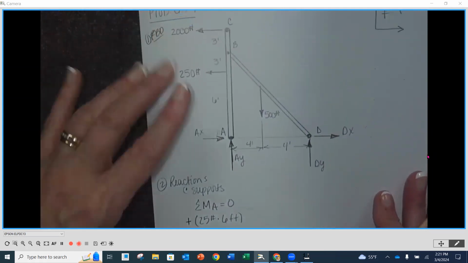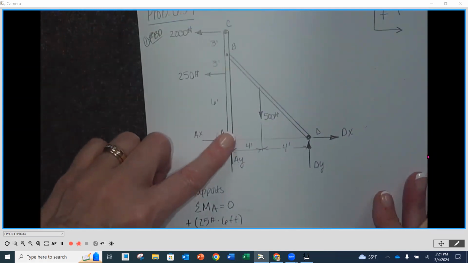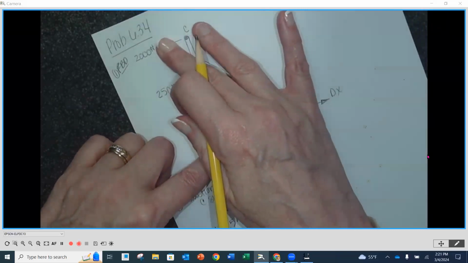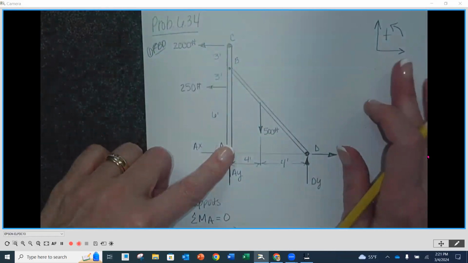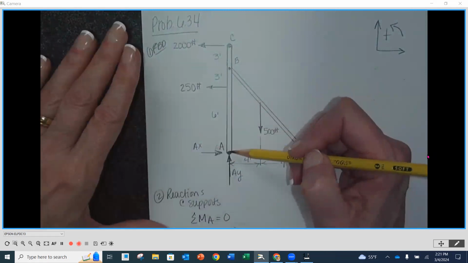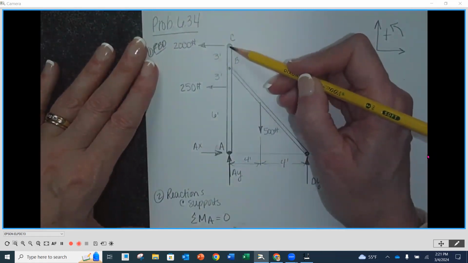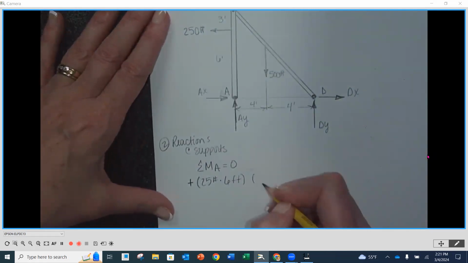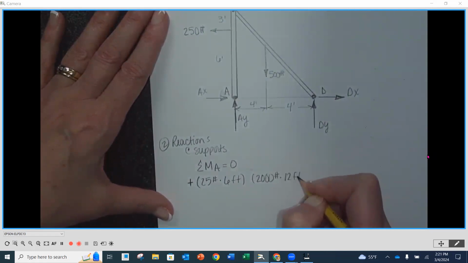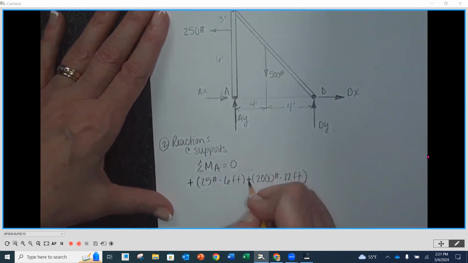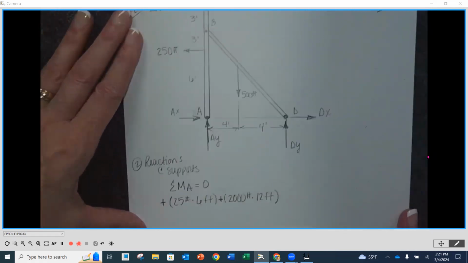Then I'm going to go to my next force. Finger on A, 2000. It's also going to rotate in a counterclockwise direction, positive, and its perpendicular distance is going to be 6 plus 6, so that's going to be 12 feet. So 2,000 pounds times 12 feet, and positive out front, counterclockwise direction.